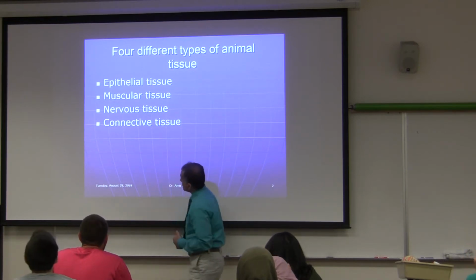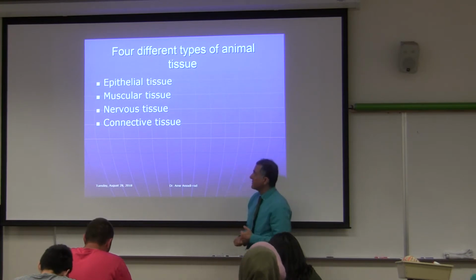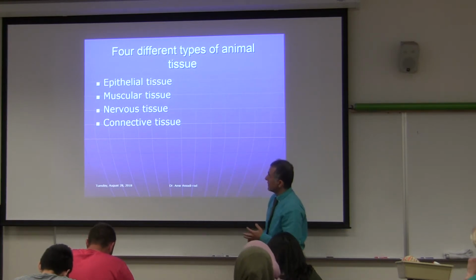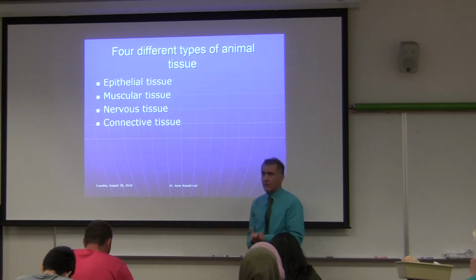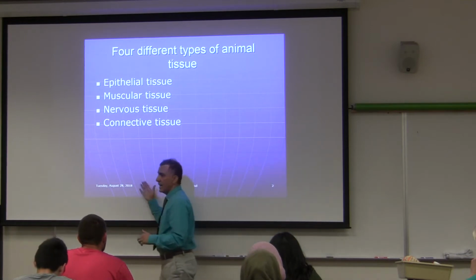Epithelial tissue, there are 3 different types of it, and I will talk about it. Muscular tissue, nervous tissue, connective tissue. Let's go over the function of them while we are here at this stage.